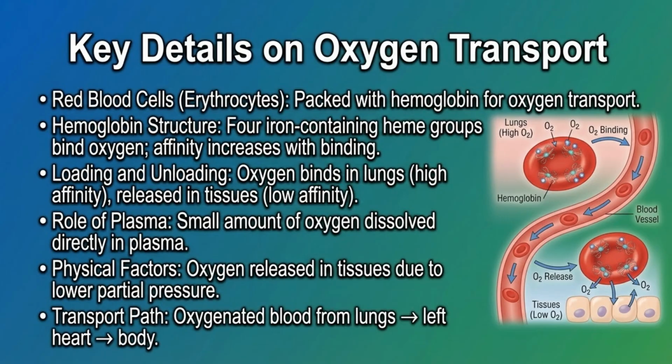Hemoglobin binds oxygen in the lungs and releases it in tissues, where partial pressure is lower. Oxygenated blood travels from the lungs to the left heart and the body.